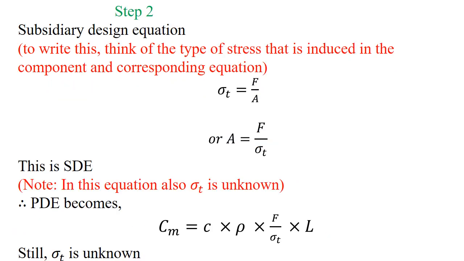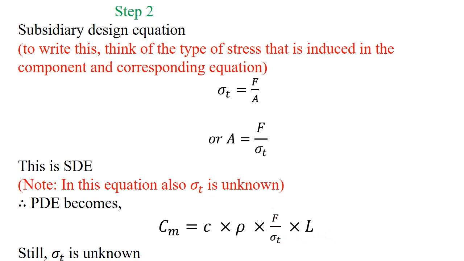Step 2 will be to write the subsidiary design equation. Take it as a hint: to write this, think of the type of stress induced in the component and the corresponding equation. In this numerical, the stress is tensile stress. That's why tensile stress is equal to force upon cross sectional area, so area is equal to force upon sigma t. So you can replace this A in the previous equation. The previous equation was Cm is equal to C into rho into A. A I replace by F upon sigma t, into L as it is.